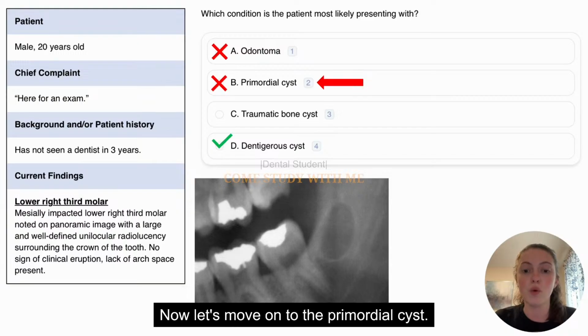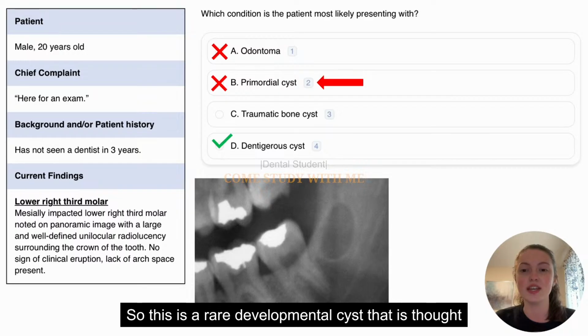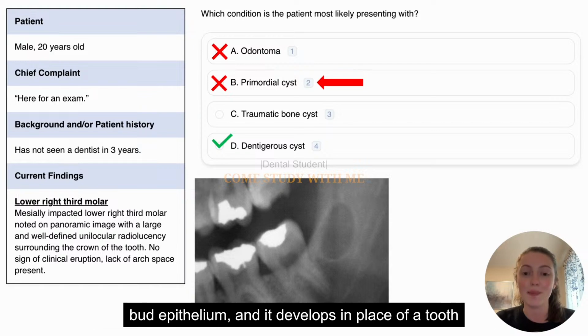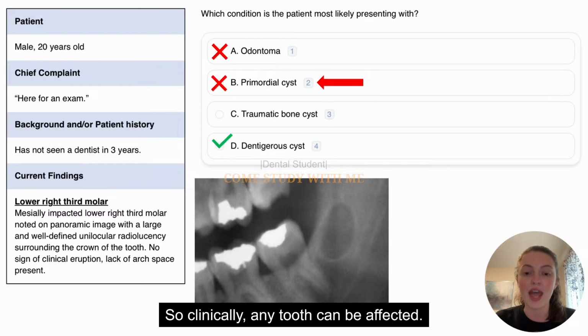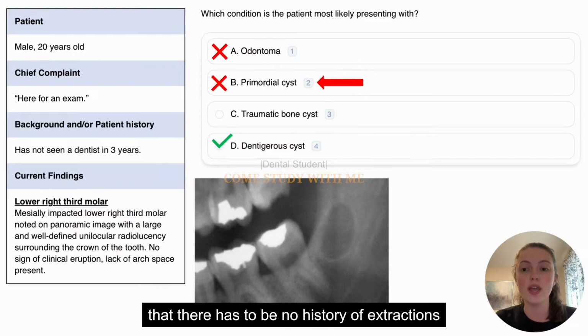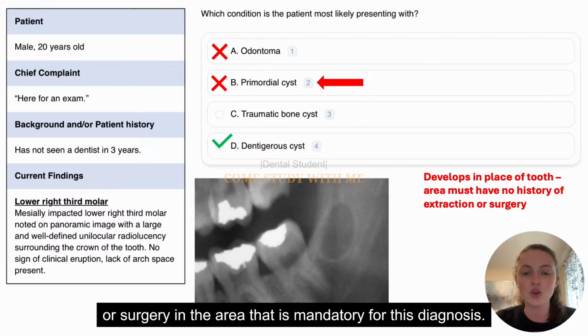Now let's move on to the primordial cyst. This is almost the opposite of a dentigerous cyst. It is a rare developmental cyst that is thought to be histogenetically derived from degenerating tooth bud epithelium, and it develops in place of a tooth before any mineralized material is deposited. Clinically, any tooth can be affected, but what's important for making this diagnosis is that there has to be no history of extractions or surgery in the area. That is mandatory for this diagnosis.